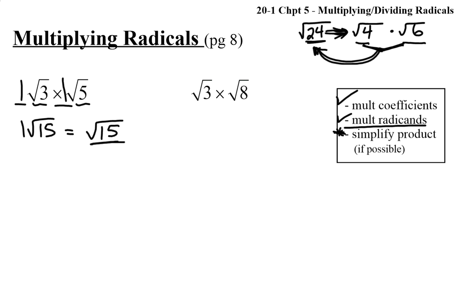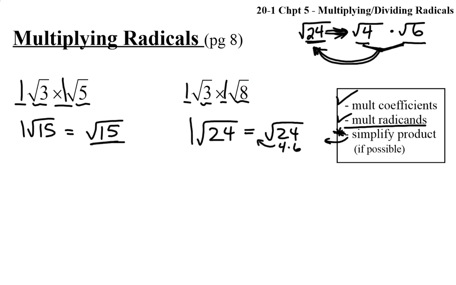Root 3 times root 8, same idea. Technically, there are coefficients of 1. Multiply coefficients, multiply radicands. We get 1 root 24. Again, 1 root 24 is the same as just root 24, but in this case we have some simplifying that could be done, because 24 we could think of as 4 and 6. The 4 roots out to leave us with a 2, but we still have the radicand of 6. So the product of root 3 times root 8 is 2 root 6.